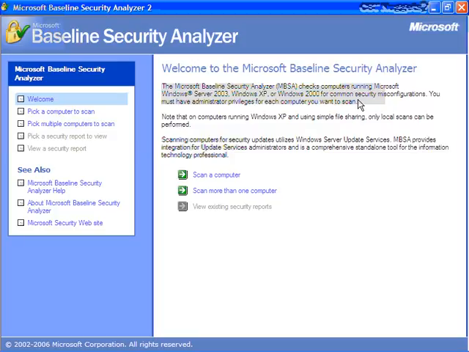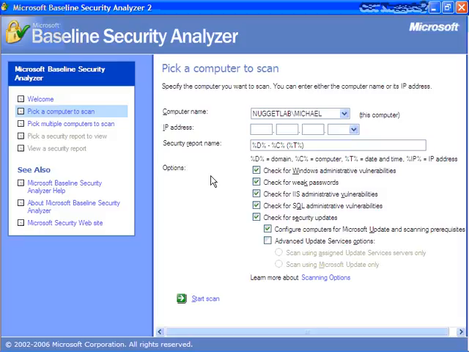So this is a tool similar to that security audit that I ran on that Cisco router. This, of course, would be a tool that you would run on XP workstations, XP laptops, as well as servers, Windows 2000, 2003. And I can just go through here and scan my computer, and you can see that the computer name's Nugget Lab Michael and other information. I'm not going to start the scan right now, but I just want to show you that you can go up to Microsoft's website and download this Microsoft Baseline Security Analyzer and run a security audit.